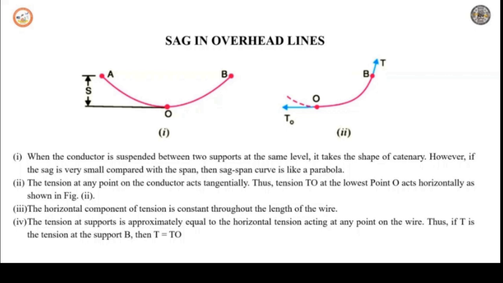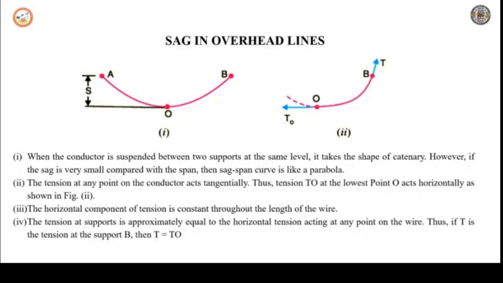So this concept will explain the sag and tension calculations in overhead transmission lines, which is nothing but the mechanical design of the transmission lines. In this topic, we also study the sag template and vibration damper, which are used in transmission line design. So you are looking at the diagram.